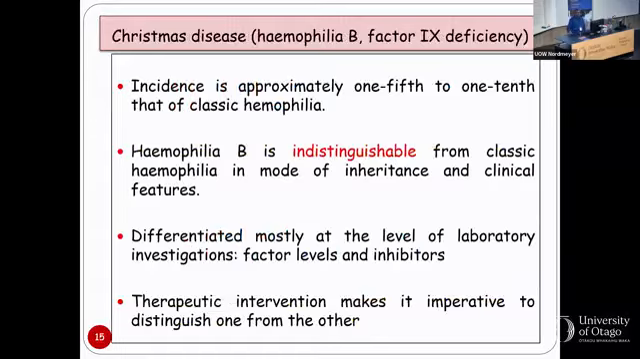Hemophilia B, also called Christmas disease or factor 9 deficiency, like we said, is X-linked and is almost the same in terms of clinical presentation. The frequencies are less than hemophilia A, and of course for treatment purposes you have to distinguish between 8 and 9, because you have to use factor 9 to treat hemophilia B and factor 8 for hemophilia A.